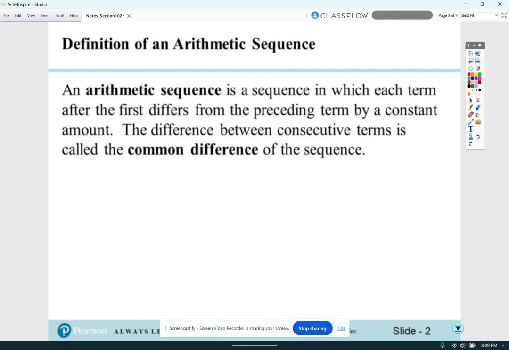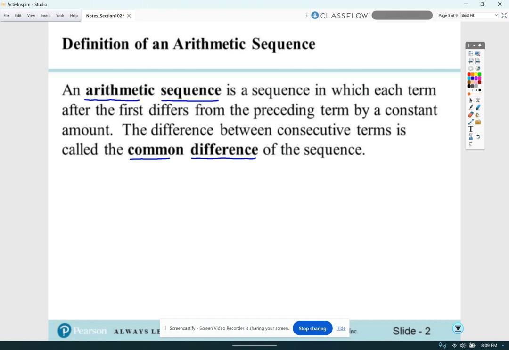Okay, so let's start with the basic definition of what an arithmetic sequence is. An arithmetic sequence is a sequence in which each term after the first differs from the preceding term by a constant amount. The difference between consecutive terms is called the common difference of the sequence.